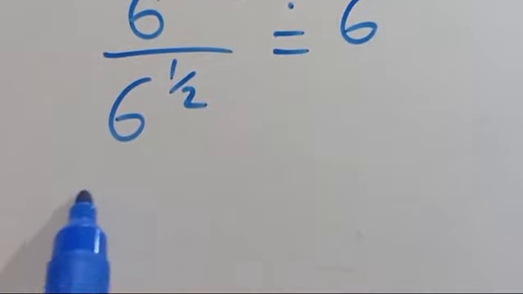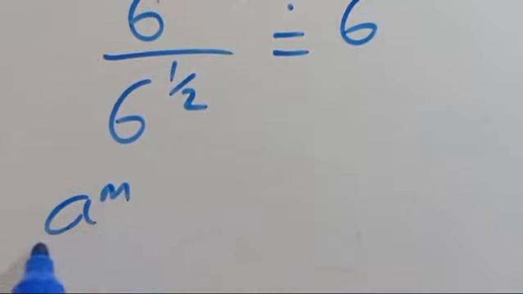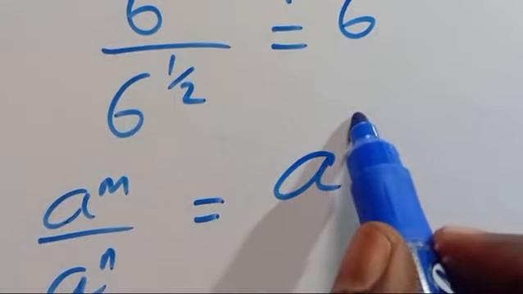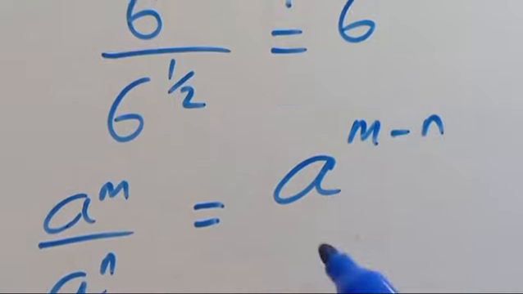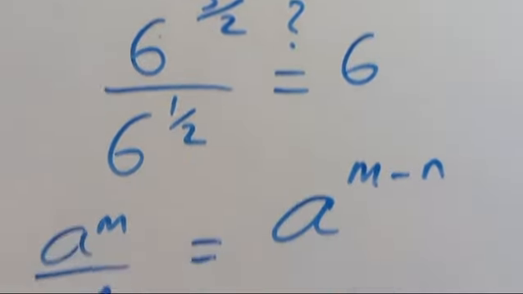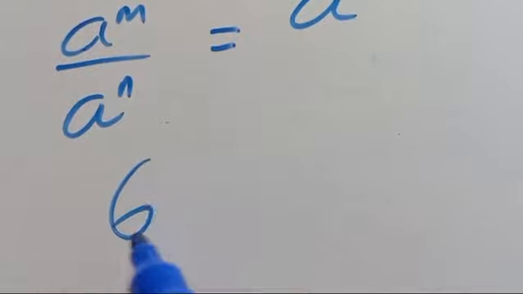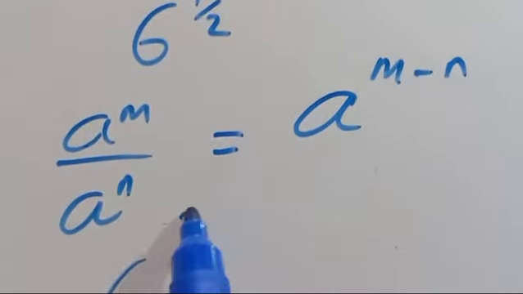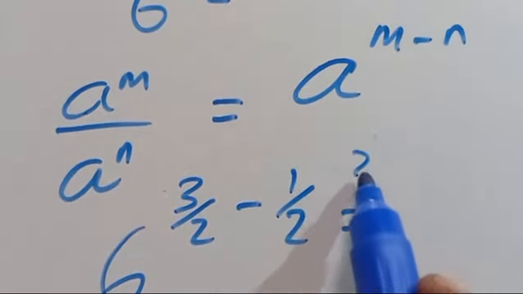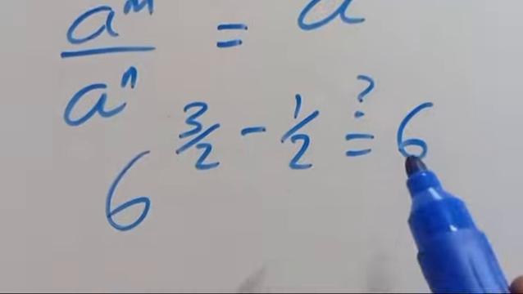So recall that when we have a to the power of m divided by a to the power of n, the same base, different power, we can have it as a to the power of m minus n. So we can also take one base, subtract the power. So here will be 6. The first power is 3 divided by 2, minus second power is 1 divided by 2. Then it's going to give us 6.